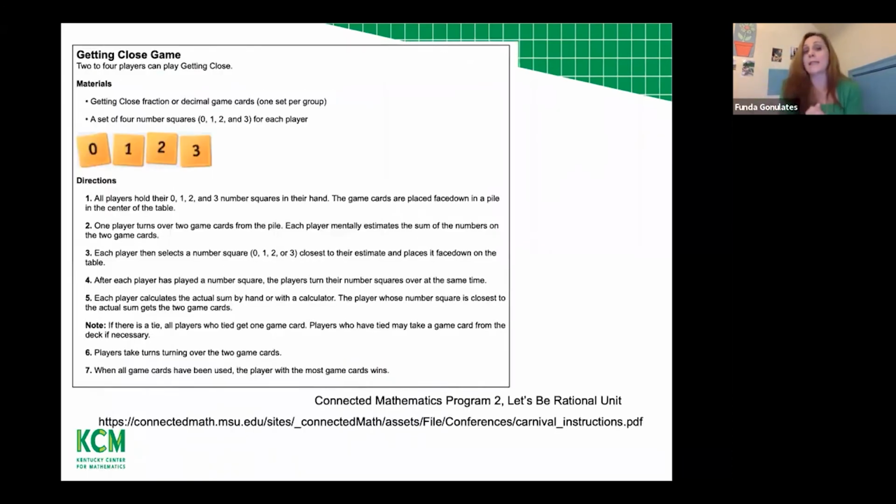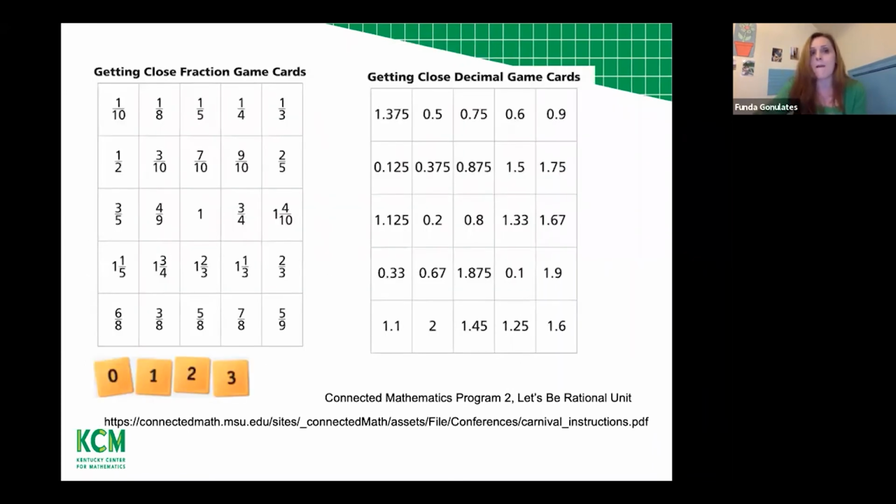Finally, the Getting Close game. This is my favorite game. This is from the Connected Mathematics program. I know we are over time, but I'm just going to describe this game because it's so good, and then I'm going to end the presentation. We have a set of 4 square number cards, 0, 1, 2, and 3, and then fraction or decimal game cards that you cut out. These are my game cards, fraction cards and decimal cards.